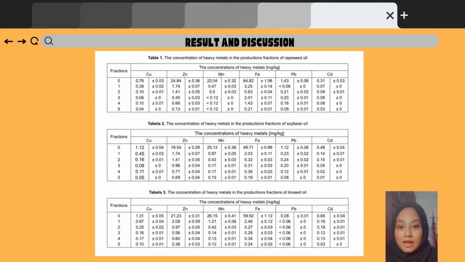Madam Shamiti Rizal would like to discuss the result and discussion. There are three tables of results. Table 1 shows the concentration of heavy metals in the production fractions of rapeseed oil. The second table shows the concentration of heavy metals in the production fractions of soybean oil, and the last table shows the concentration of heavy metals in the production fractions of linseed oils.